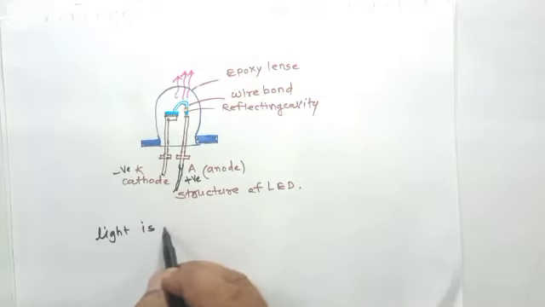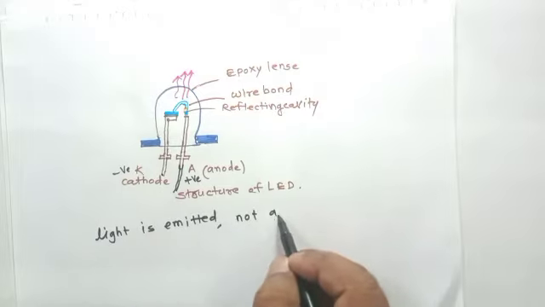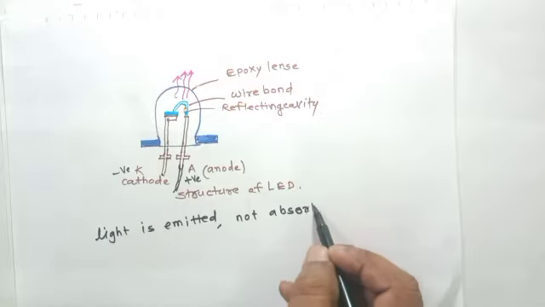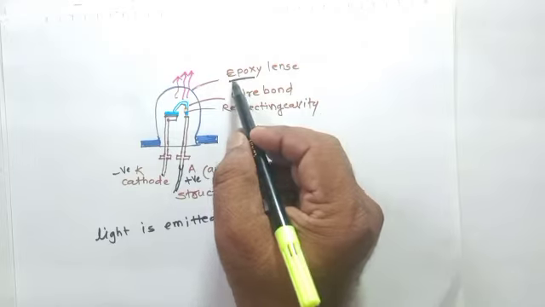LEDs are fabricated in such a way that light is emitted, not absorbed. Light is emitted, not absorbed, so that electron hole recombination takes place on the surface for maximum output. So the LED junction does not emit that light actually, so there is epoxy resin.